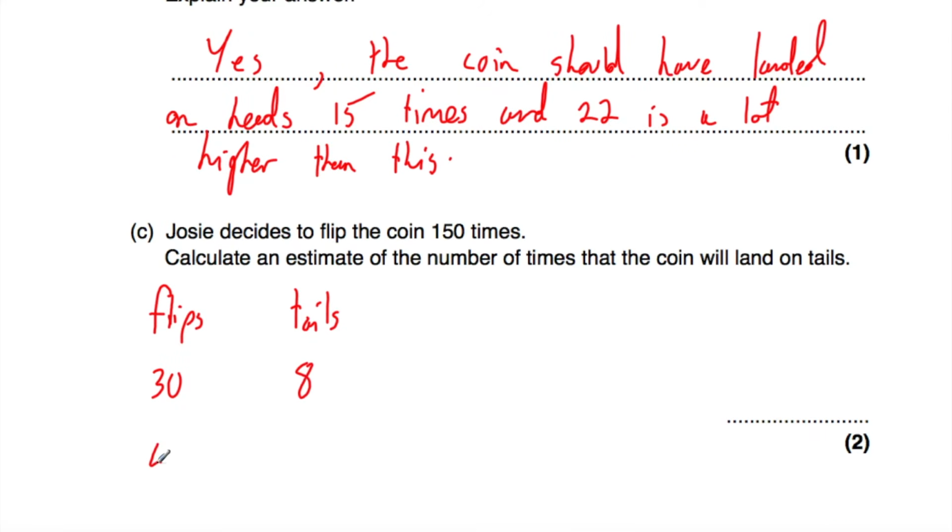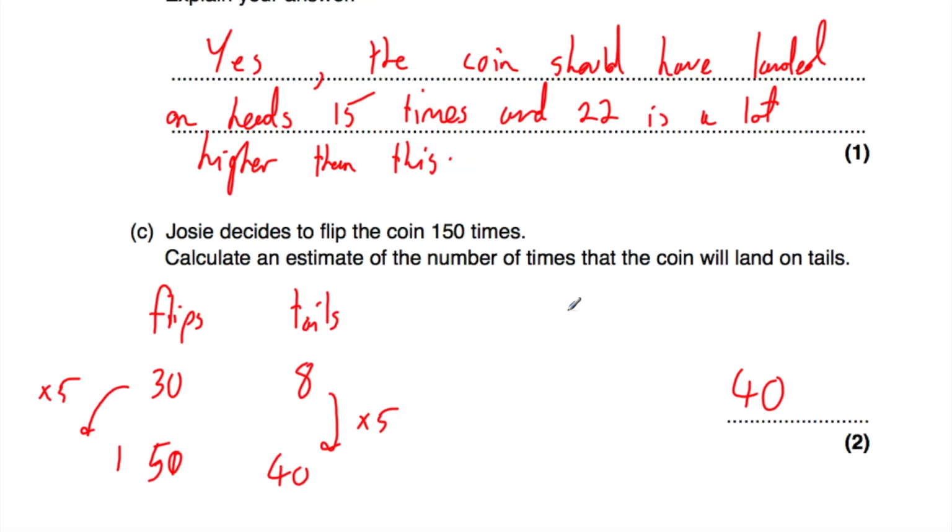So that means if she flipped the coin 150 times, which is 5 times greater, you'd expect 5 times as many tails. So 8 times 5 is equal to 40. Because she's flipped it 5 times more, you would expect 5 times as many tails. So we've just done 8 times 5, which is equal to 40. So that's how many times I would expect that coin to land on tails.